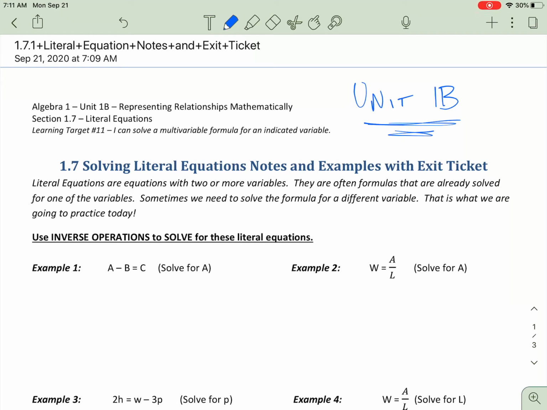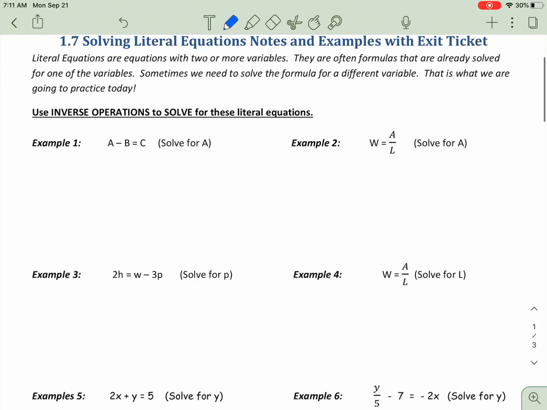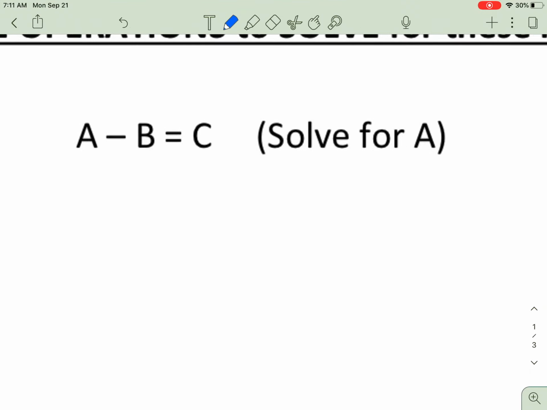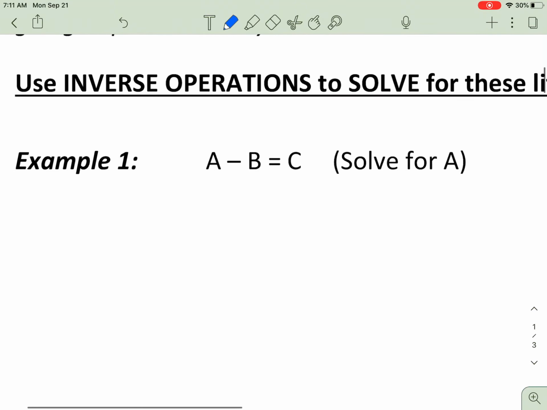But this first section of Unit 1 of the second part, so we split it up into two parts, is all formulas. So as you can see, you have A minus B equals C, W equals A over L. This is all formulas. And the reason why they're called formulas and not just equations is because there's more than one unknown in these formulas or these equations. As you can see, this first one, we're going to solve for the letter A, but we don't know what A is, nor do we know what B and C is.